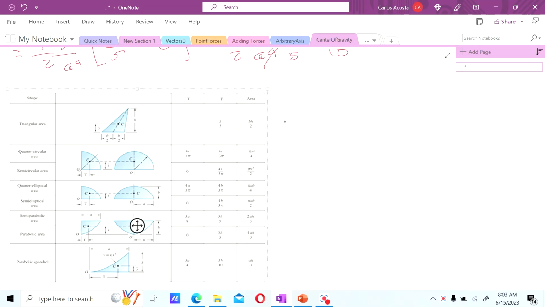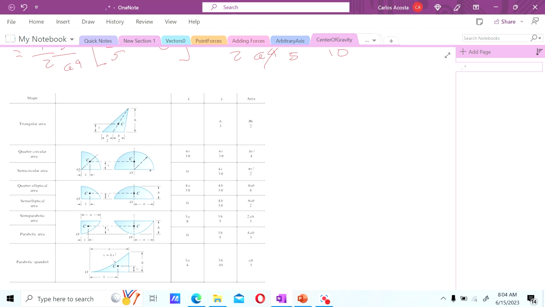Okay, by looking at this table, you can see that most of the geometries are regular, such as square, triangle, circle, semicircle. Those are regular geometries, and their areas and centroids are provided in this table. So make sure you have access to the table, or you can even remember some of them, like the area of a circle is pretty easy.